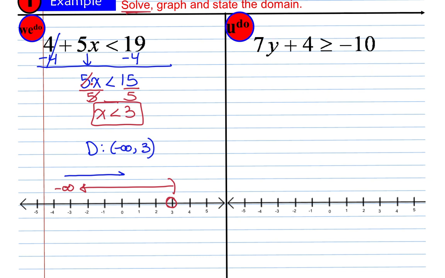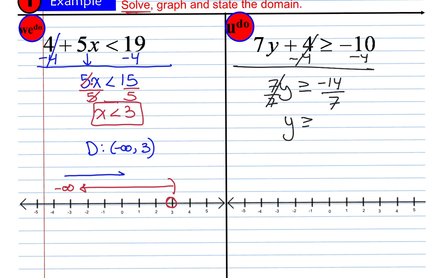Now for this one that you guys were doing in class, I suggest you pause the video, try this one by yourself, and then start it to check your answer. So we're going to subtract the 4 from both sides. 7y is greater than or equal to negative 14. You divide both sides by 7 and you should get negative 2. So hopefully you got negative 2 when you tried it by yourself.